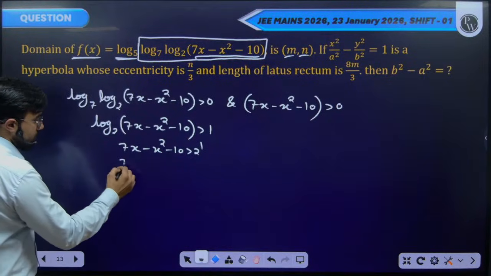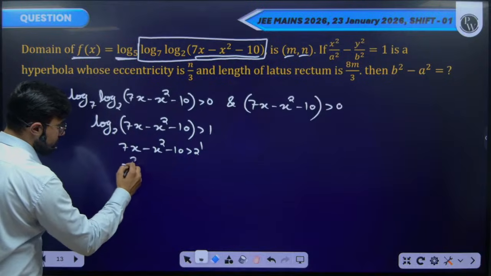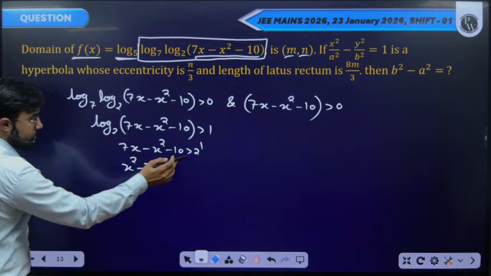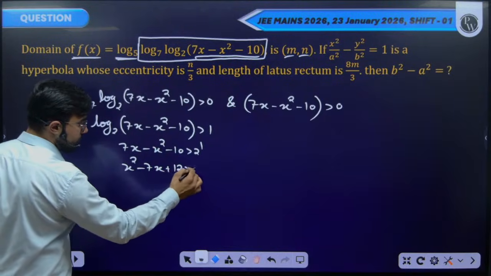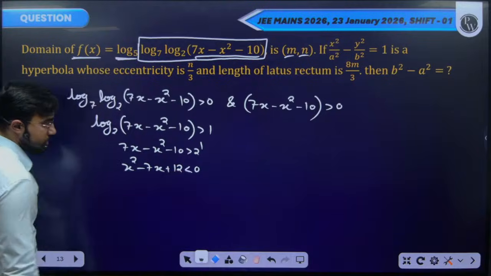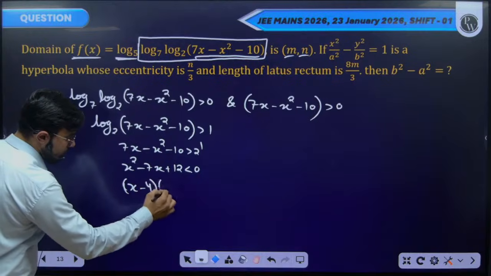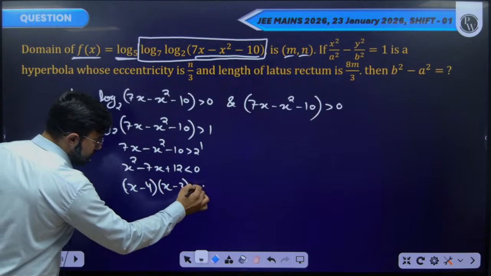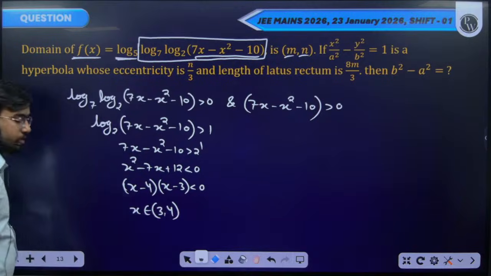Now simplify it. We can write directly, x square minus 7x. Now take this to this side, minus 12. After multiplying with the negative sign, it becomes plus 12. Now the inequality must be changed because you are multiplying with a negative sign. So this is (x minus 4)(x minus 3) less than 0. So x belongs to (3, 4), right?